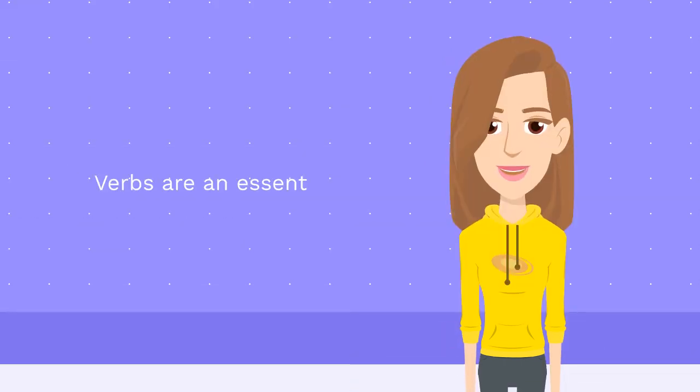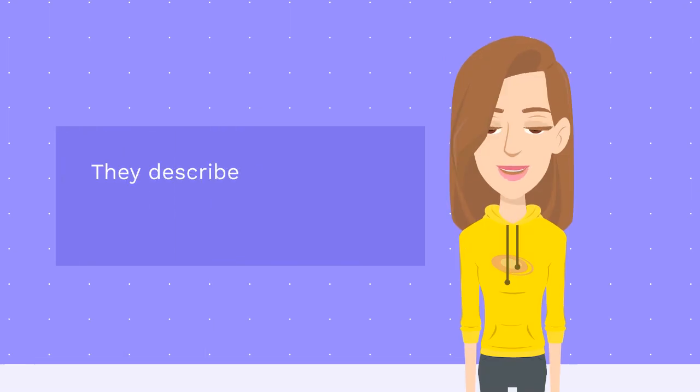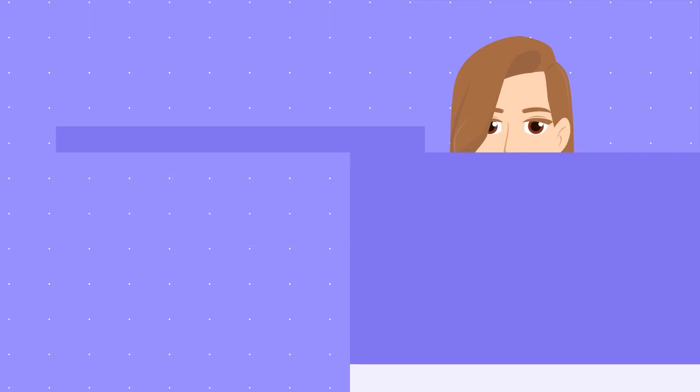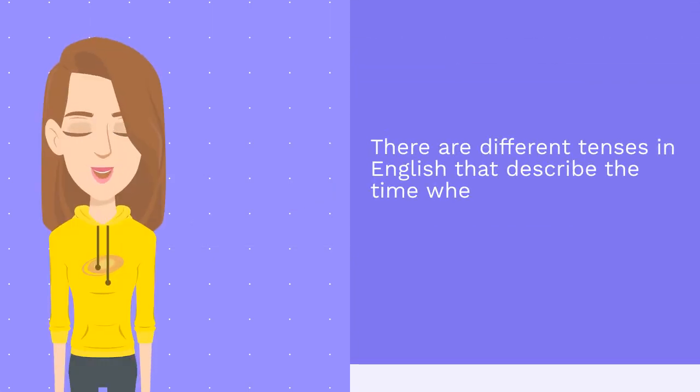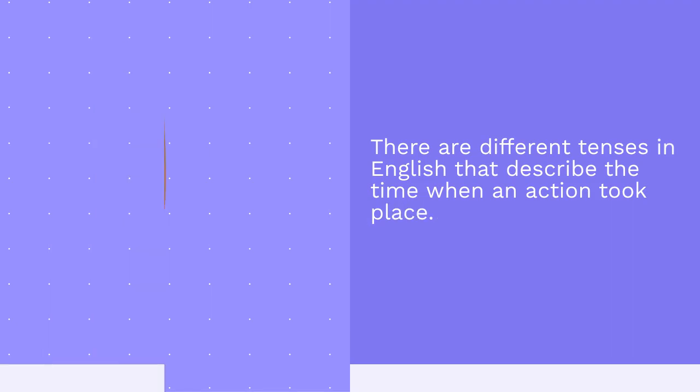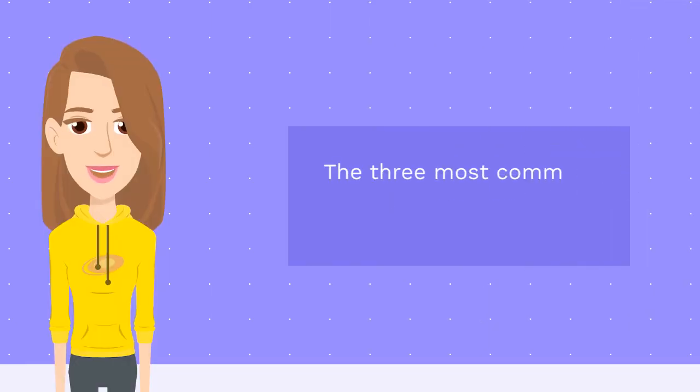Verbs are an essential part of the predicate. They describe the action or state of being of the subject. There are different tenses in English that describe the time when an action took place. The 3 most common tenses are past, present, and future.